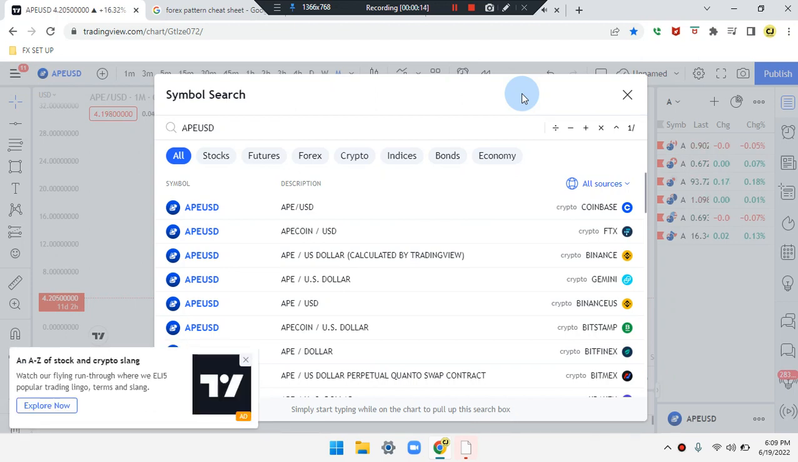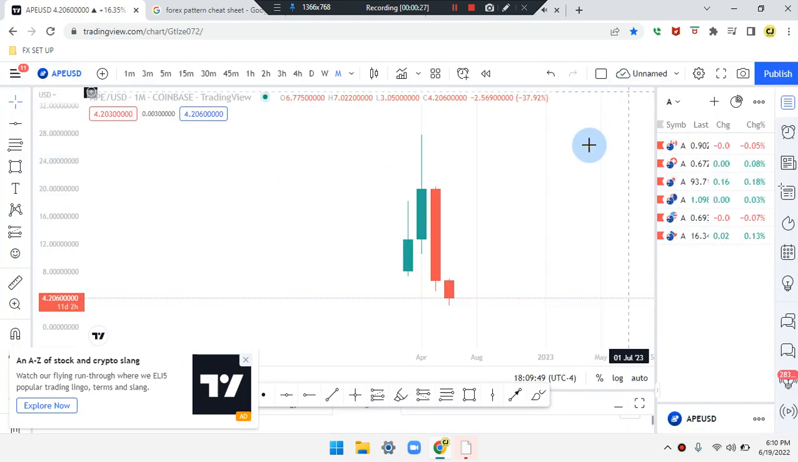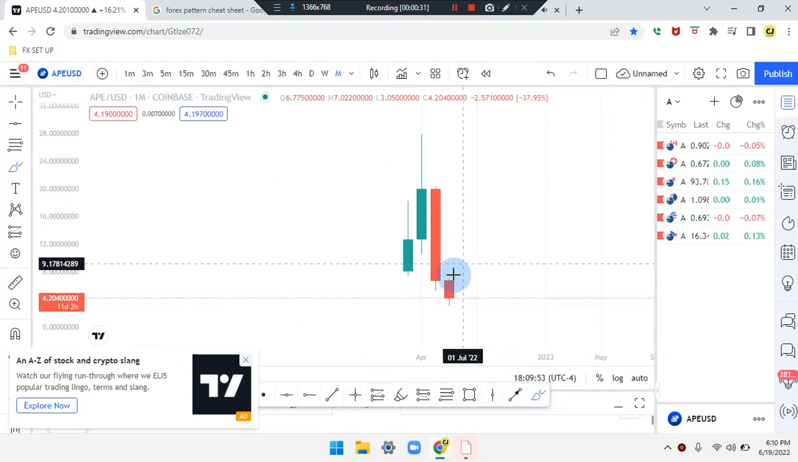Okay, everyone, this is Cam Jones, Auxiliary Analysis, and we are marking up APE USD. Take a look at what's going on in the market. We are on the monthly time frame.